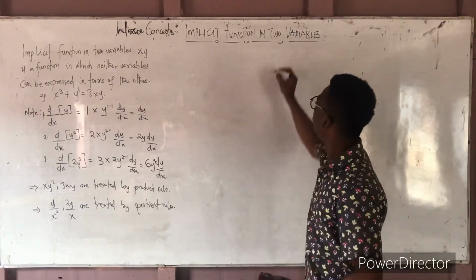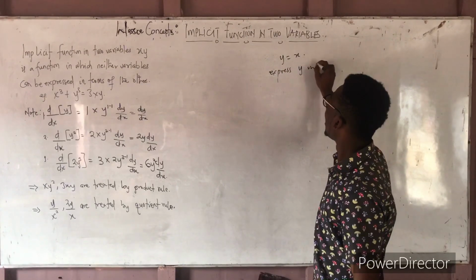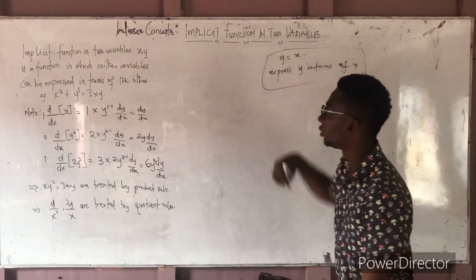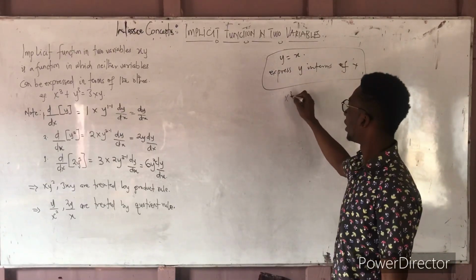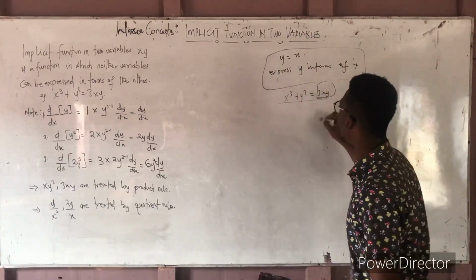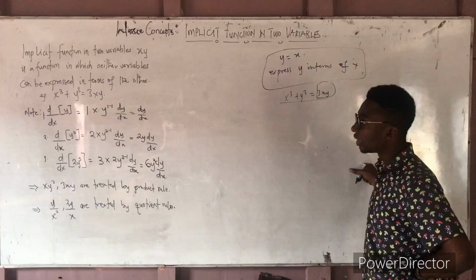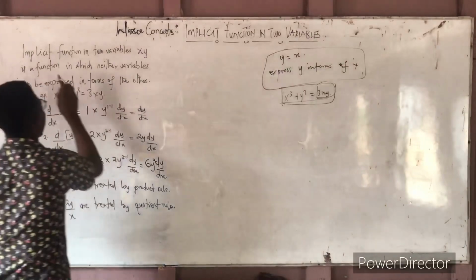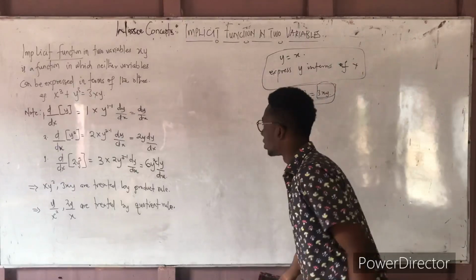So for instance, if you have y is equal to x, you can express y in terms of what? In terms of x. But when it comes to implicit functions, like x squared plus y cubed is equal to 3xy, you can't express y in terms of x and you can't express x in terms of y. Since you can't, then we say this function is what? An implicit function.